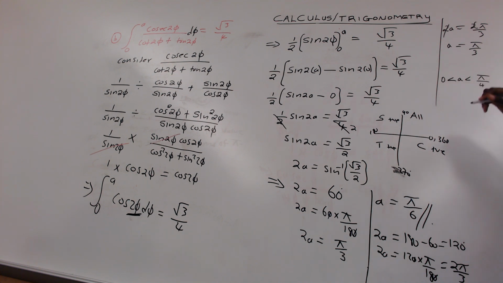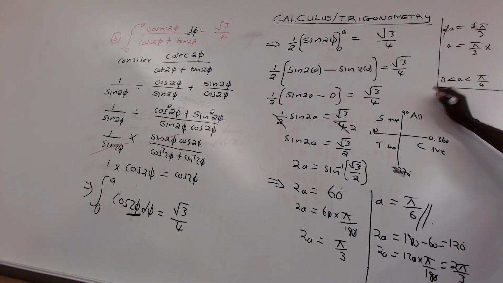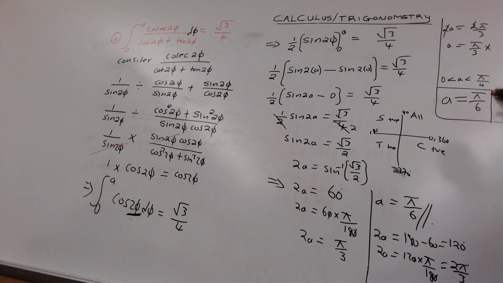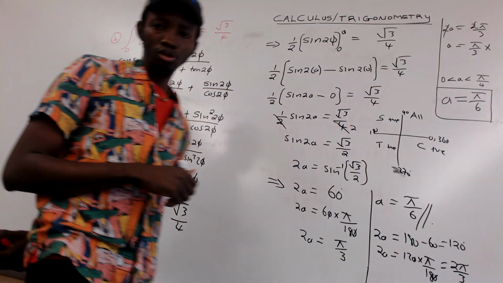So the answer should not be greater than this. Since this value is greater than this, it is not part of the answer. Therefore, our required answer for this question is limited to A equals the first value, pi all over 6. This is the answer for this first part. I hope you enjoy it, so look at it carefully.